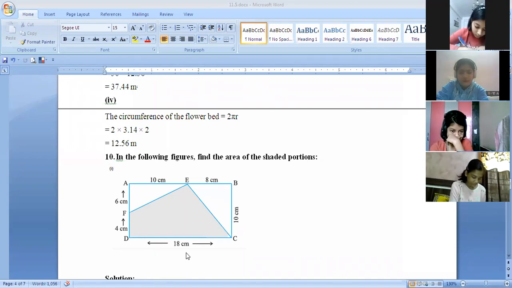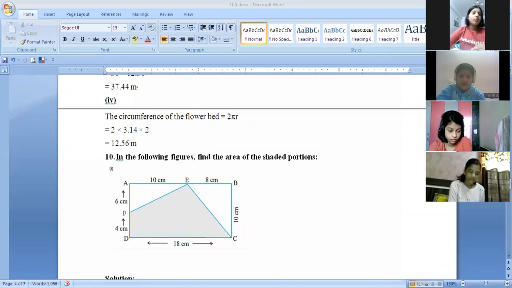Length is given 18. Yes, Kavya, your answer is right. Length is given 18, breadth is given 10. You can see here in the diagram, this is the breadth, 10, and 18 is the length. Multiply it. Yes, Tanvi, Lavish, your answers are right. And tell me the area of a rectangle.